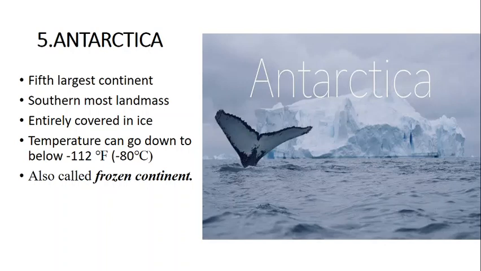Students, the continent of Antarctica is the 5th largest continent of the world, and it is located on the southernmost landmass. What do you mean by the southernmost landmass? It means the Earth has two poles, the South Pole and the North Pole. This continent of Antarctica is located at the end of the southern part.